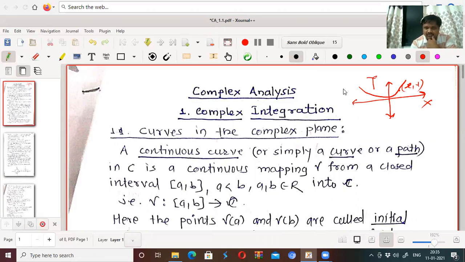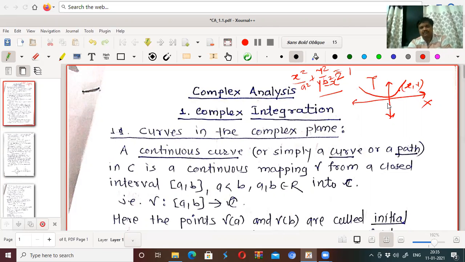So if it is a parabola, we will denote it by y equal to ax square, or y equal to x square, or whatever it may be. Parabola. Ellipse, x square upon a square plus y square upon b square equal to 1. It is the curve. Ellipse. All these are real valued functions.